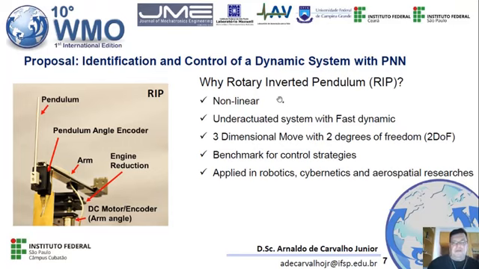First, the rotary inverted pendulum is non-linear. Second, it is an under-actuated system with fast dynamics. Any problem in the movement of the arm or in the motor, the pendulum will fall down. It has a 3-dimensional movement with 2 degrees of freedom. So the arm moves on the horizontal plane and the pendulum moves on the vertical plane.